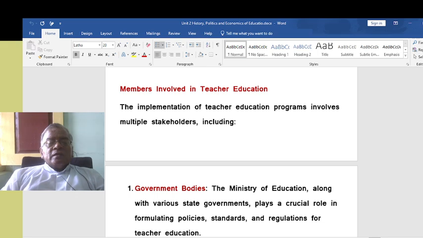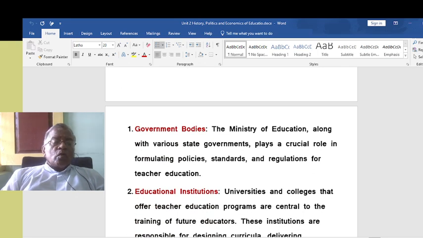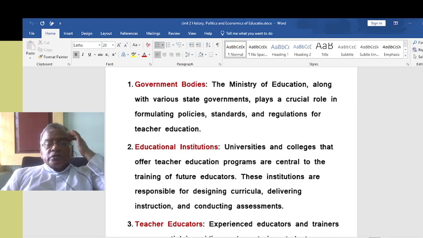Government bodies. The Ministry of Education, along with various state governments, plays a crucial role in formulating policies, standards, and regulations for teacher education. Then educational institutions. Universities and colleges that offer teacher education programs are central to the training of future educators. These institutions are responsible for designing curricula, delivering instruction, and conducting assessments.